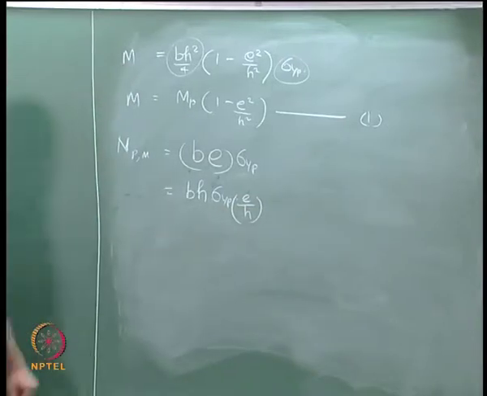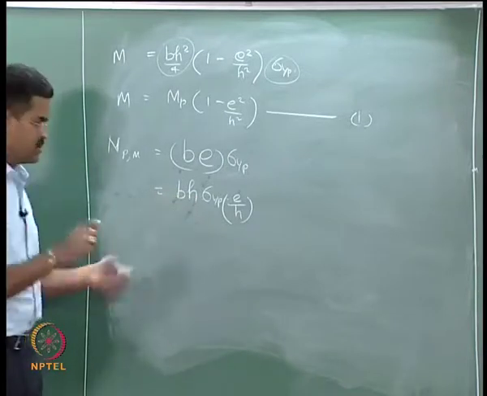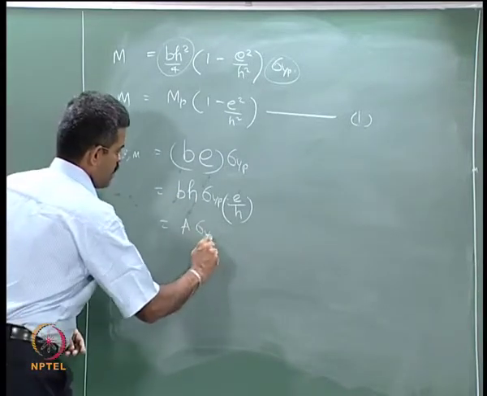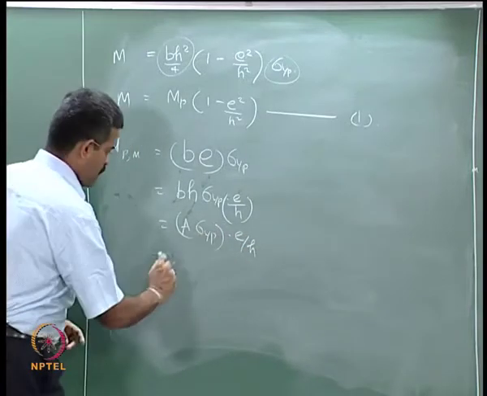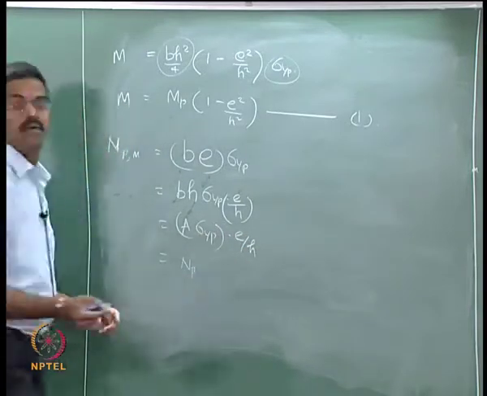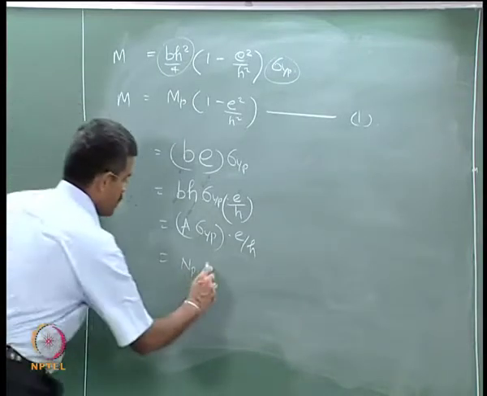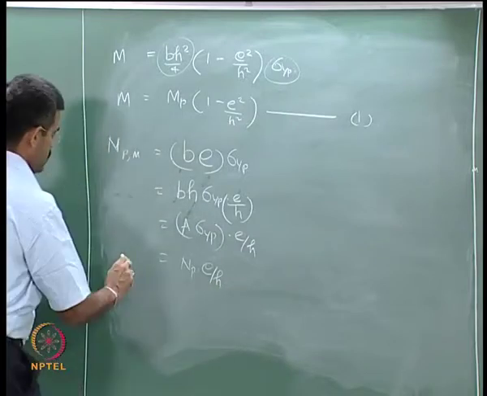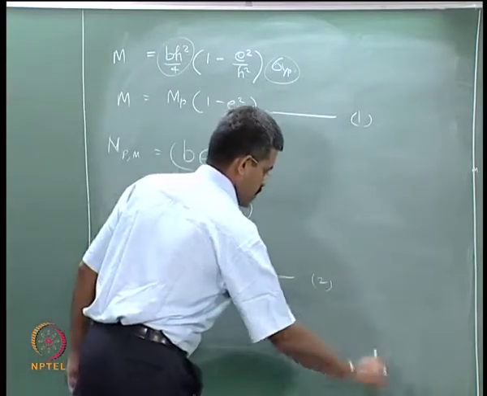I can write like this: B into H is the whole area of the section, so I can say this as A into sigma yp of E by H. A into sigma yp is NP, into E by H, this is NPM, call it equation number 2.